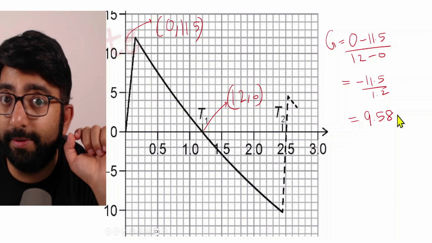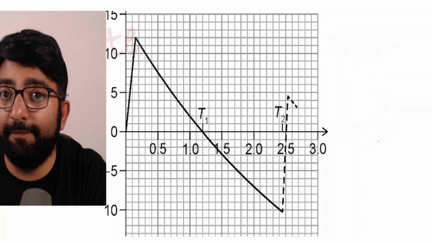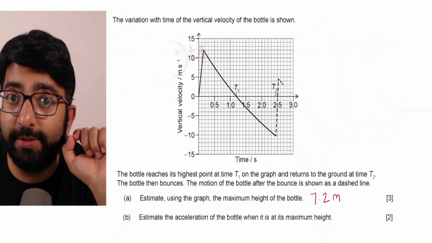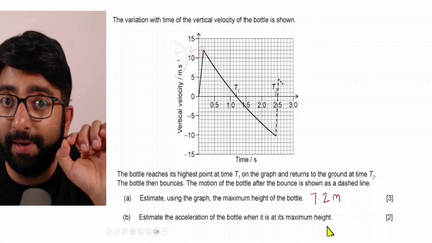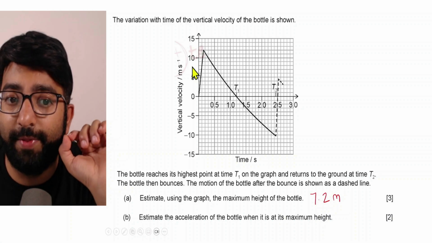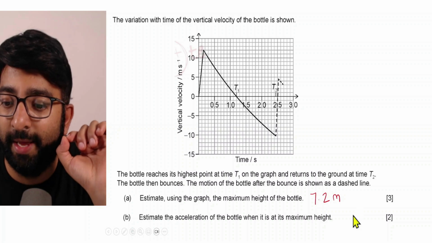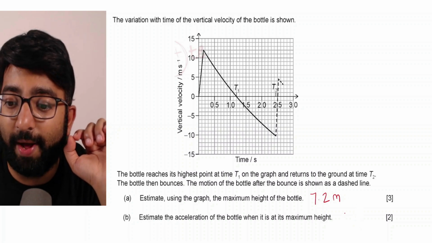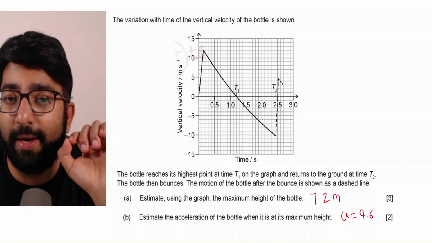And let us approximate this value to 9.6. So the gradient will be 9.6. And if we go back to the question, since we were supposed to find the acceleration of the bottle at the maximum height, acceleration is nothing but the gradient of the velocity time graph. And that gradient we have found as 9.6. Hence, we can write down the value of acceleration is 9.6 meter per second square at the maximum height.